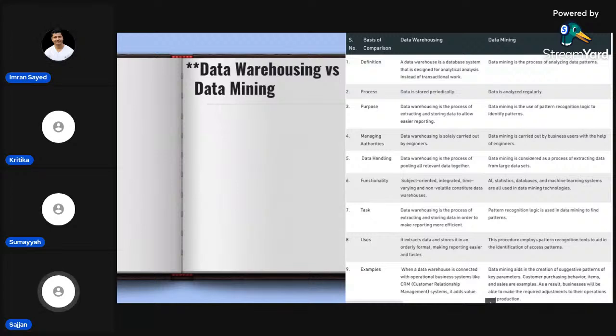So it's designed for analytical analysis instead of transactional work. Okay, so a data warehouse is like a place where they have a database system, and what is that used for? It is used for analysis instead of transaction. So we have a normal database which we use to perform queries for users, but sometimes we want to analyze users' data. So we take a copy of it, we store it somewhere, and then we analyze.